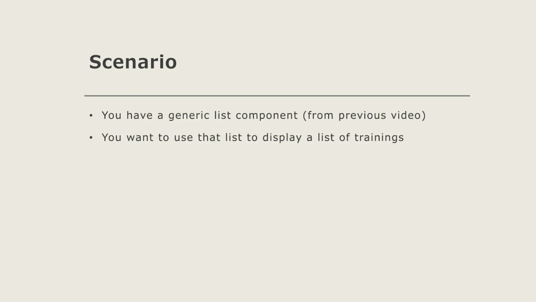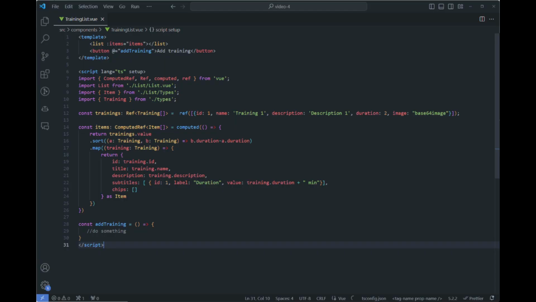So let's create a scenario here. You have a generic list component, like we did in a previous video, and we want to use that list to display a list of trainings. This is how the code could look if you would write it without a composable.